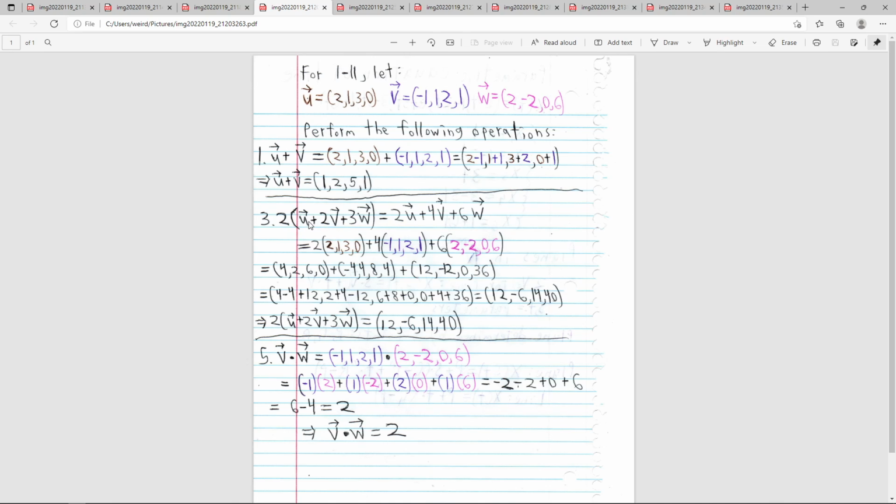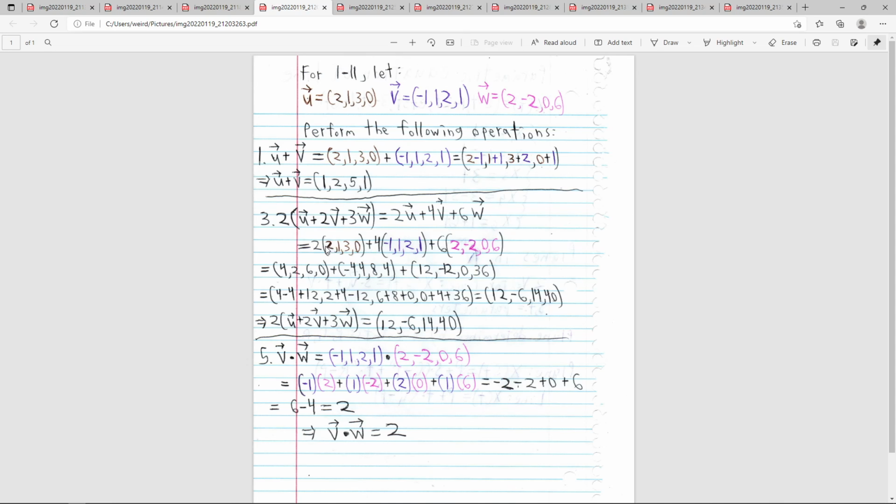This time it's multiplication and addition for number 3. So 2 times u plus 2 times v plus 3 times w. You just multiply it through, so it's 2u plus 4v plus 6w. So then you do the multiplication of scalar.